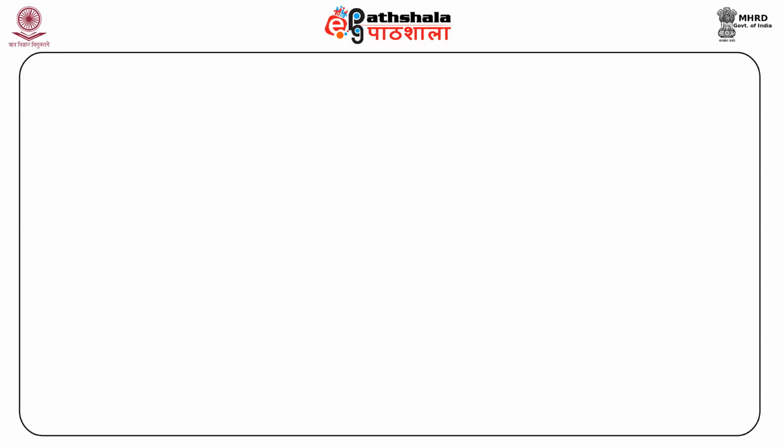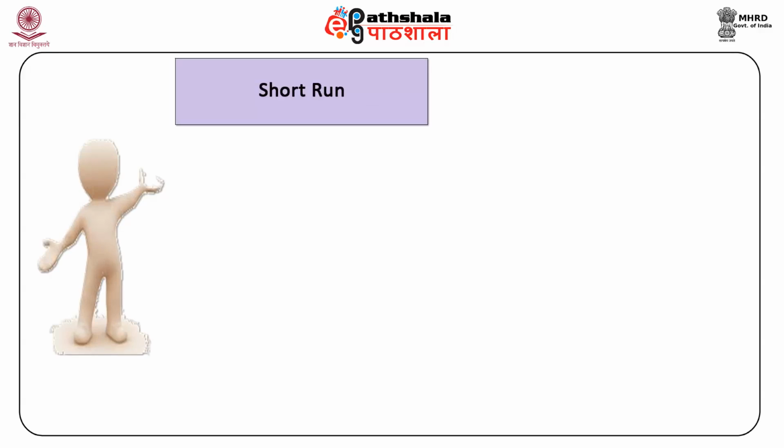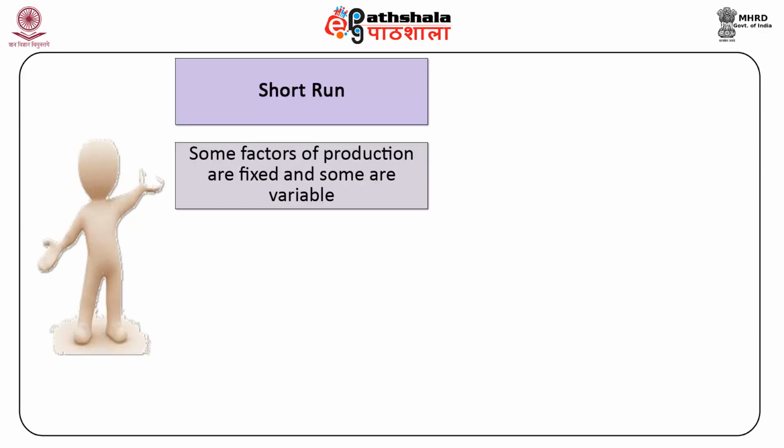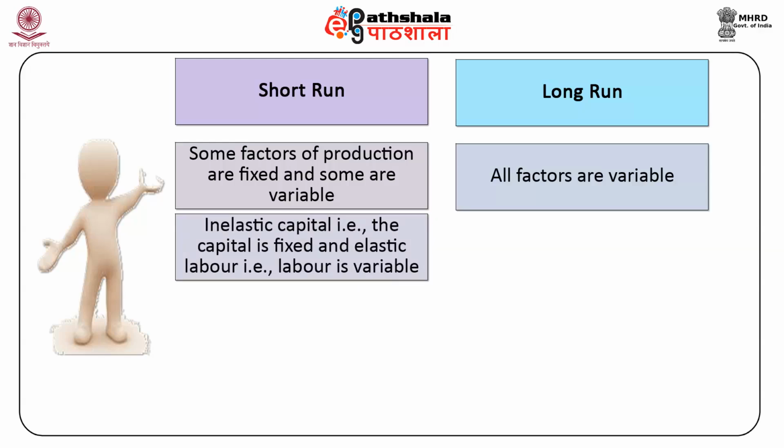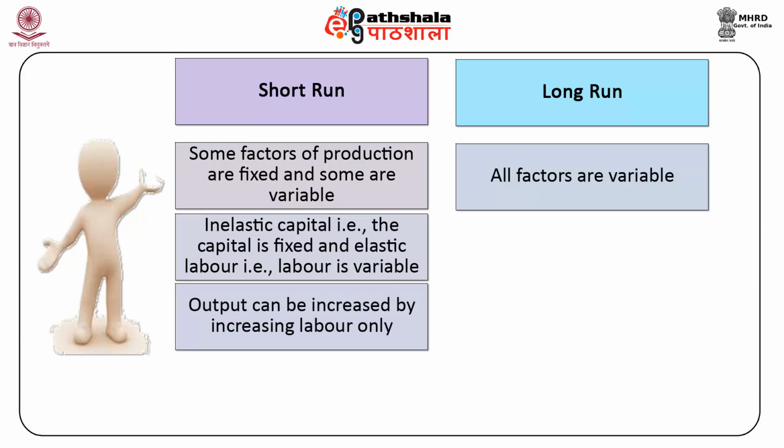Now, we will discuss the short run and the long run production functions. In the short run, some factors of production are fixed and some are variable, whereas in the long run, all factors are variable. Thus, a short run production function has inelastic capital, that is, the capital is fixed in the short run, and elastic labor, that is, labor is variable.